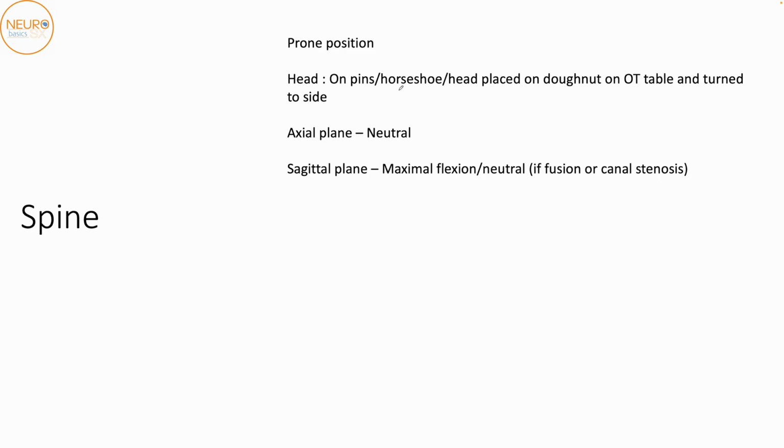For the rest of the spine, the head again can be placed on pins or horseshoe. Sometimes it can be placed on a donut on the OT table and turned to the side also, but make sure there's no pressure on the eyes.